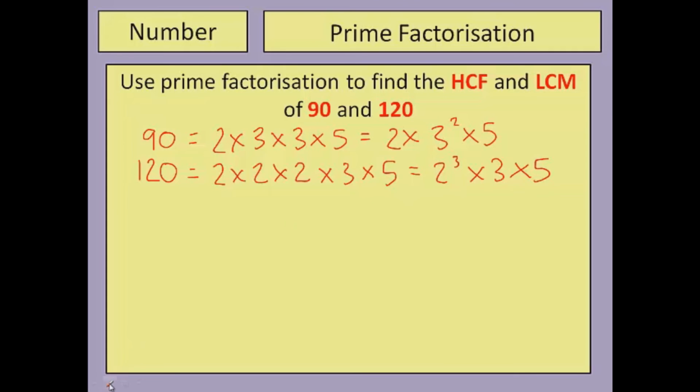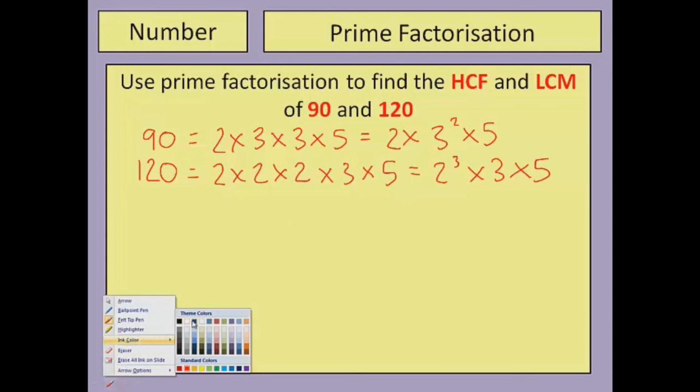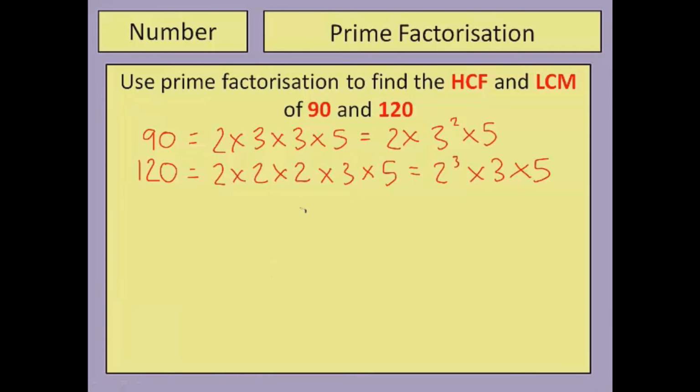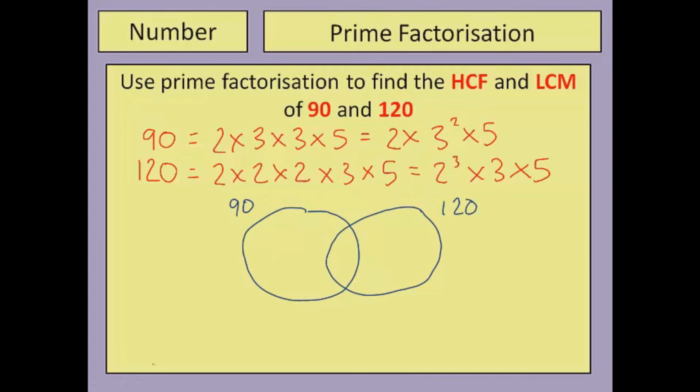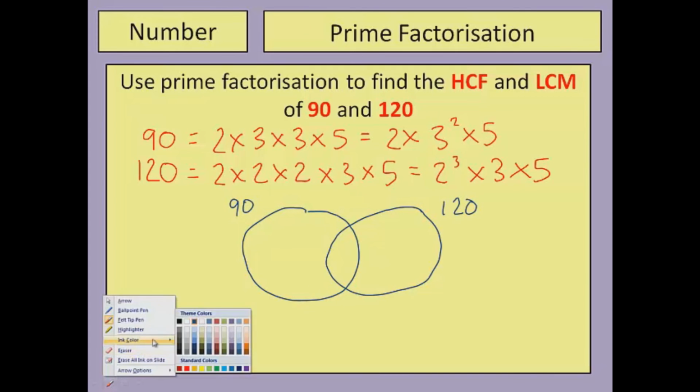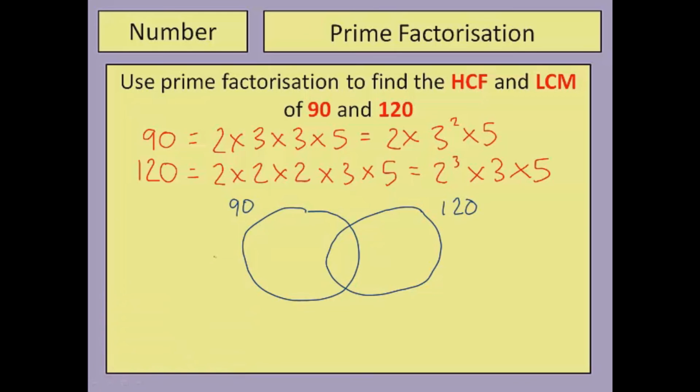Now what you do is you create yourself a Venn diagram of these numbers. So we draw one circle over here, we draw another circle over here, and this first circle is going to represent 90, and the second circle is going to represent 120. And what you do is you look back at the prime factorisations and find the numbers that are common to both of them first of all.